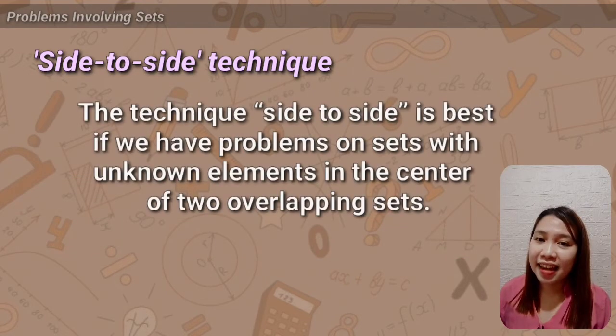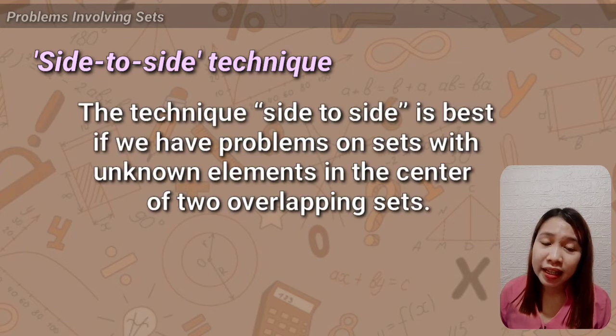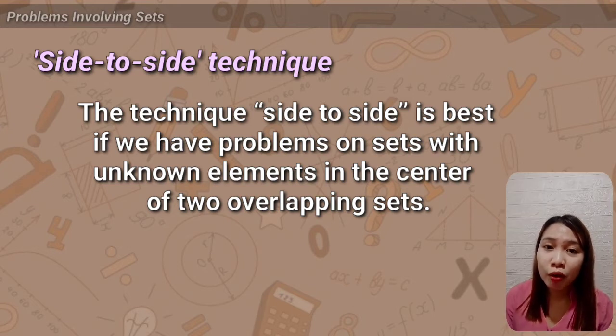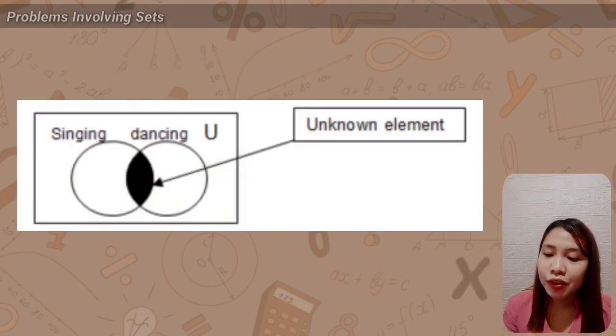So, in the technique na side to side, ito ay best magagamit natin kung ang nawawala or ang hinahanap natin sa ating problem ay yung bilang dun sa overlapping ng dalawang sets, or yung, kung natatandaan nyo, yung bilang ng elements na meron dun sa intersection ng dalawang sets. And then, as you can see in the figure, there is a shaded region on the two overlapping circles kasi ito yung tumutukoy dun sa unknown element.